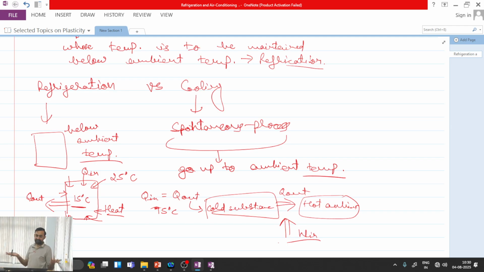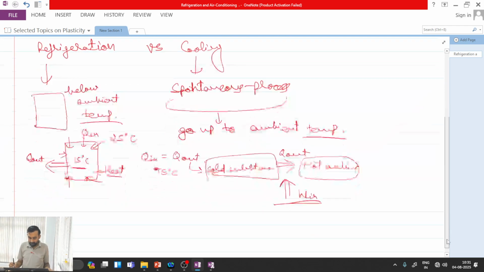Okay, whatever the temperature is, it has to be below the ambient. Is this one clear? So this is refrigeration, and this is the difference between refrigeration and cooling. Cooling is a spontaneous process. Here heat will transfer by its own, but in case of refrigeration, because we have to maintain something below the ambient temperature, we have to transfer heat from low temperature to high temperature. This process cannot be spontaneous. We have to supply a certain amount of work input in this process. Is this one clear?